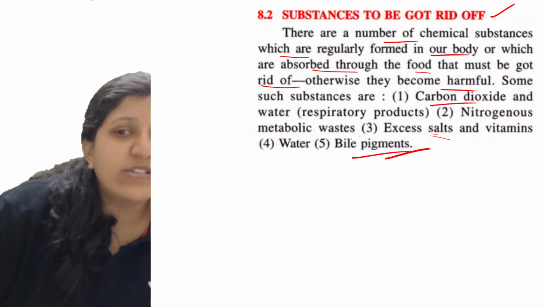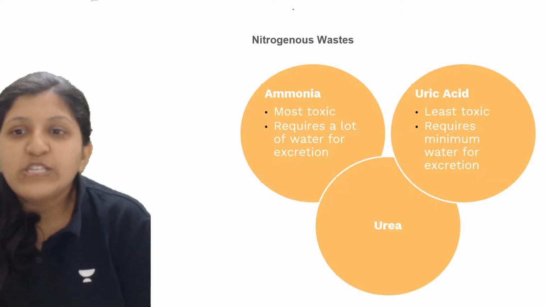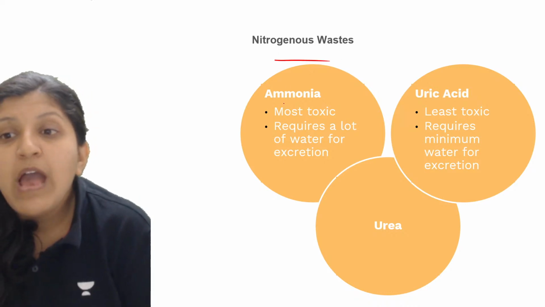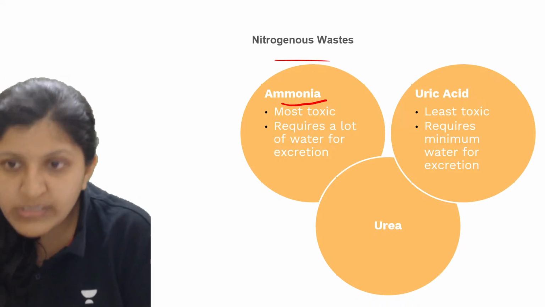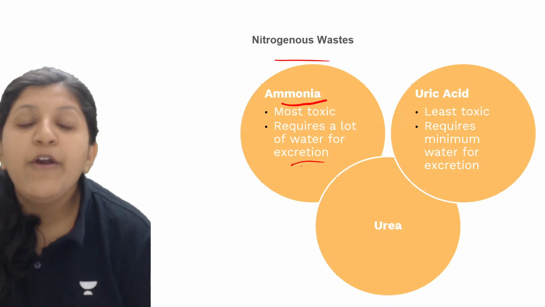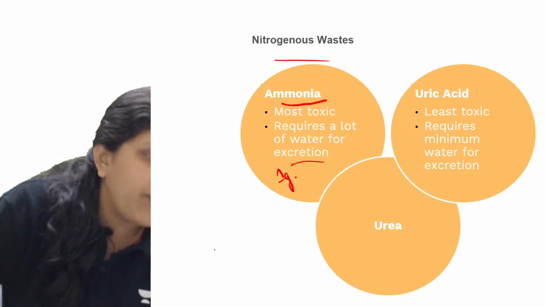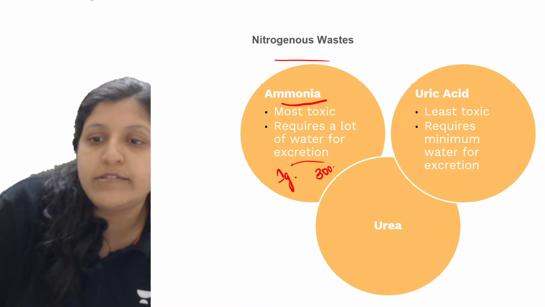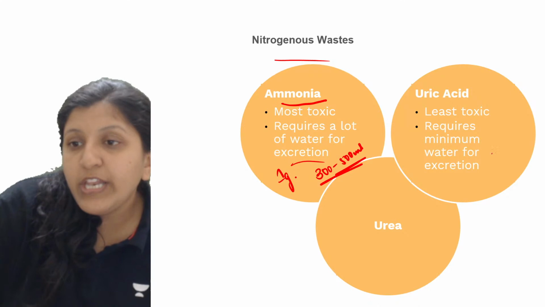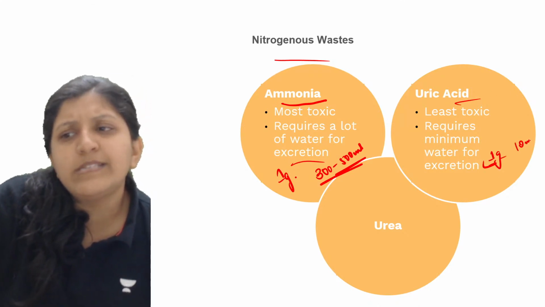The carbon dioxide and water, all these are things that have to be removed. Among the nitrogenous ones, ammonia is the most toxic, and it requires a lot of water for excretion. If we have to get rid of 1 gram of ammonia, nearly 300 to 500 ml of water is required. If we need to get rid of 1 gram of uric acid, nearly 10 ml is sufficient.